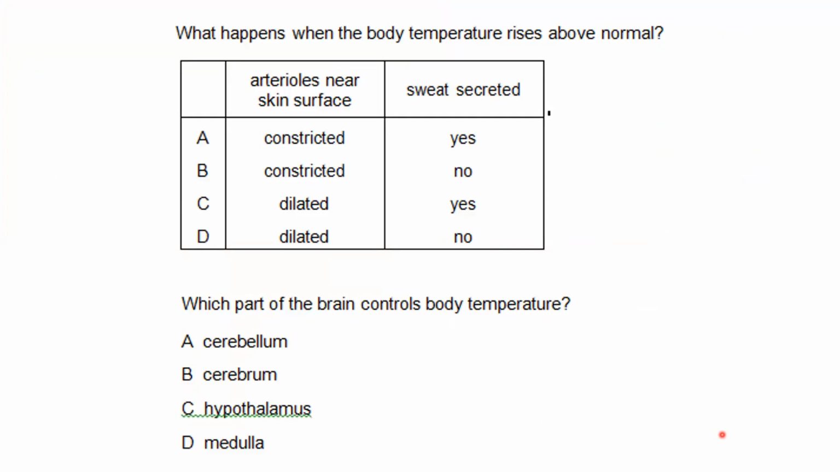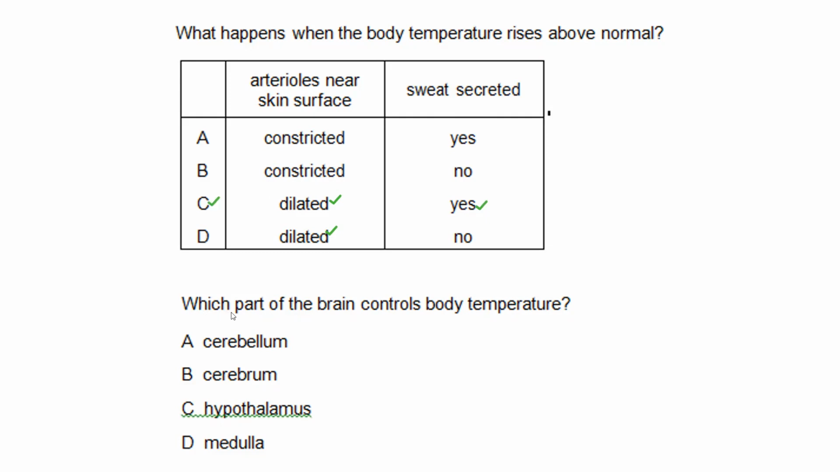Okay, now let's start with the practice questions. What happens when the body temperature rises above the normal? जी जनाब, arterioles आपको मैंने बताया near skin surface they should be. What happens when the body temperature rises above normal? आपके arterioles dilate होने चाहिए so that more heat is going to be lost, so they dilate, and what will happen? Sweat production, yes, that is going to be increased, so right option is C.